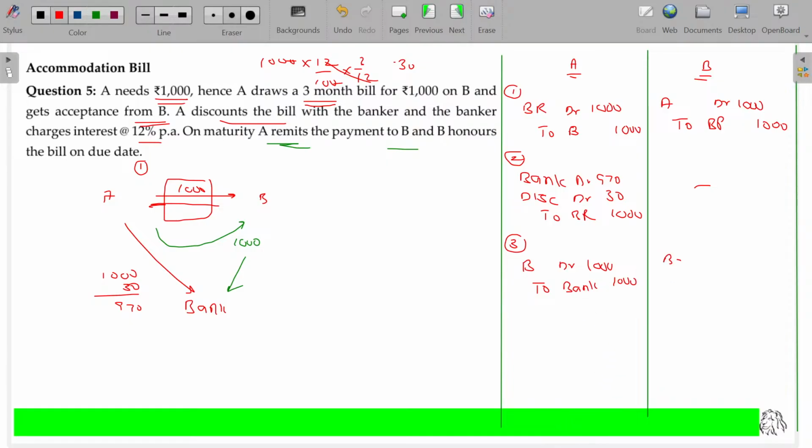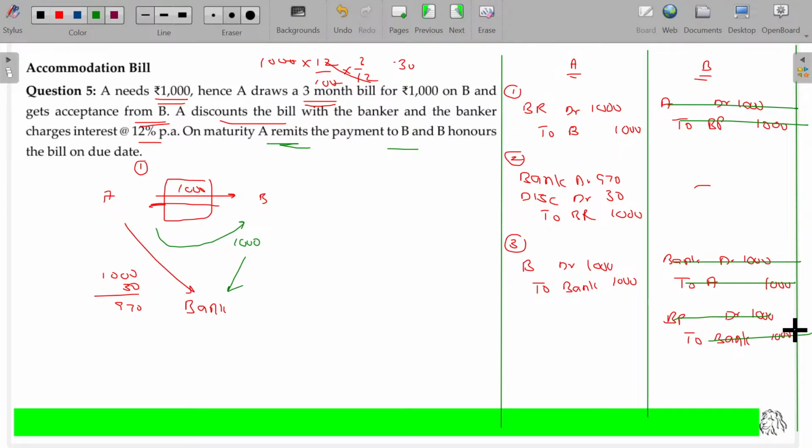So he gets the money: bank account debit to A account, the value being 1000. With this amount, he simply honors the bill: bills payable account debit to bank, the value being 1000. What happens here? A's debit and credit cancel, bills payable debit and credit cancel, bank debit and credit cancel. Nothing happens for B. Because of this transaction, B is now helping A.